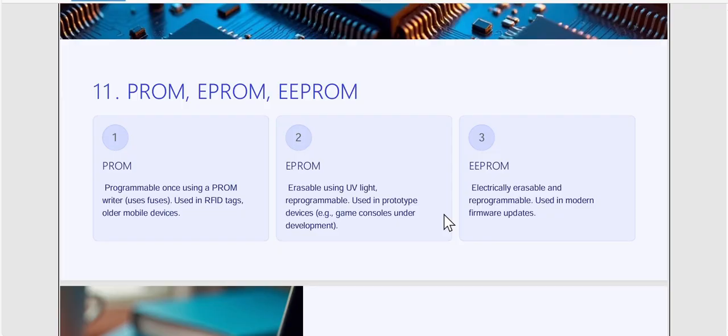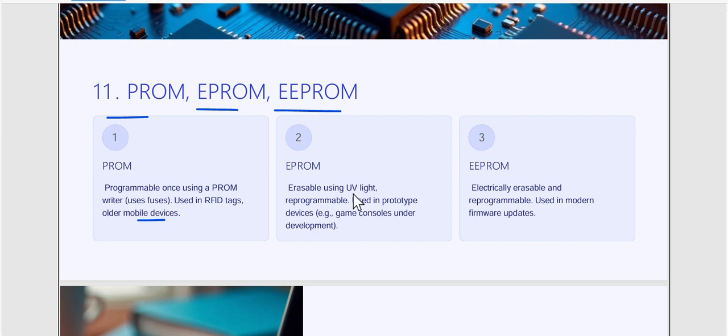Now we have a comparison of these three types of ROM: number one PROM, number two EPROM, and number three EEPROM. PROM, once you have written the instructions, you can use it using fuses, and it will use the RFID tags that will be used in older mobile devices.